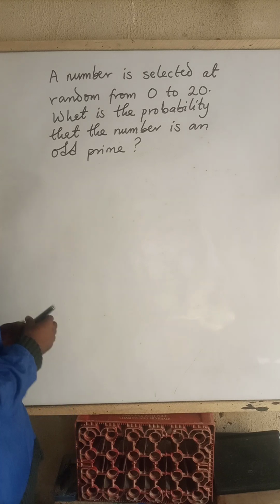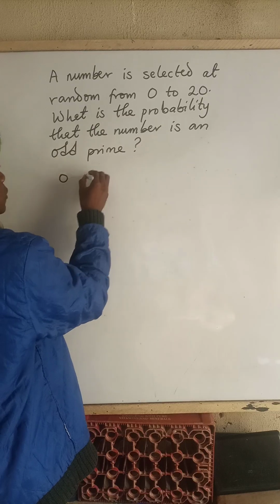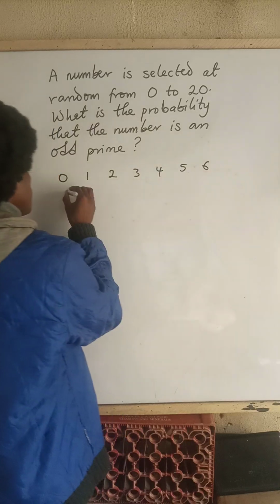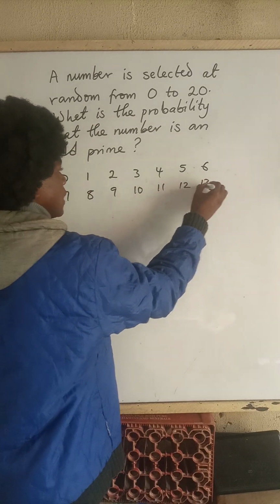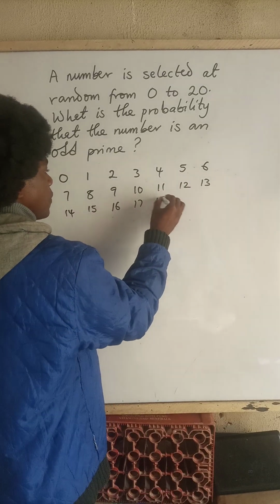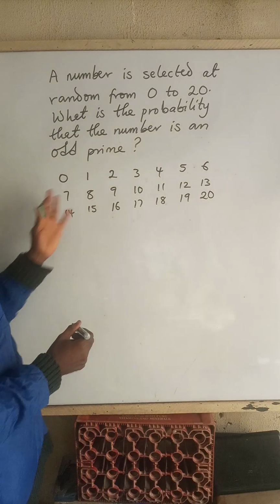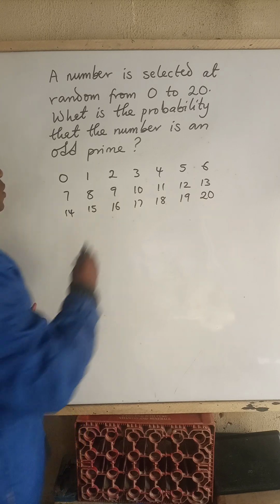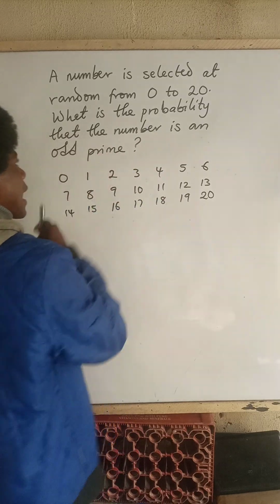An odd what? Prime. Now look at the numbers that we have from 0 to 20. We have 0, 1, 2, 3, 4, 5, 6, 7, 8, 9, 10, 11, 12, 13, 14, 15, 16, 17, 18, 19, and what? 20. So these are the numbers that we have. Now, as it stands, remember that what they said here is what? They say that the probability that the number is an odd prime.